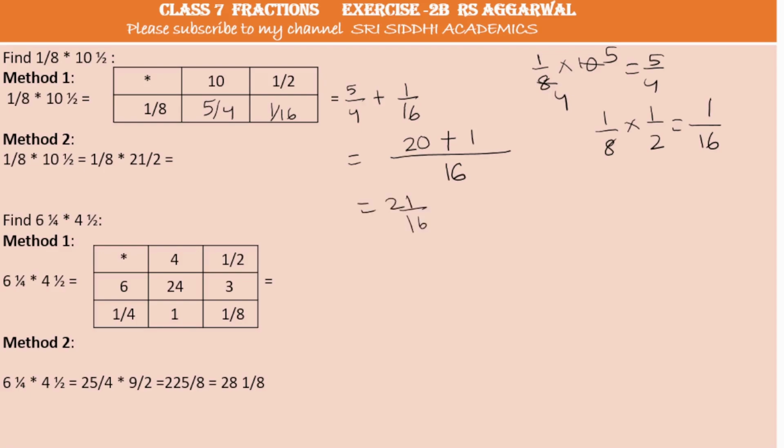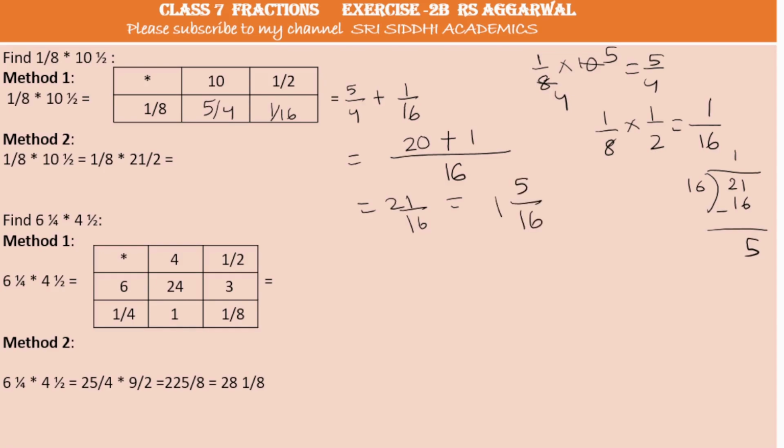So it is 21/16. Okay, and 21/16, if we convert it into a mixed fraction, 16 ones are 16, 21 minus 16 is 5. So it will become 1 5/16. Okay, this is the first method.